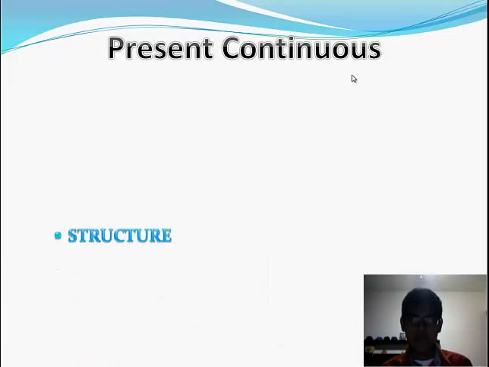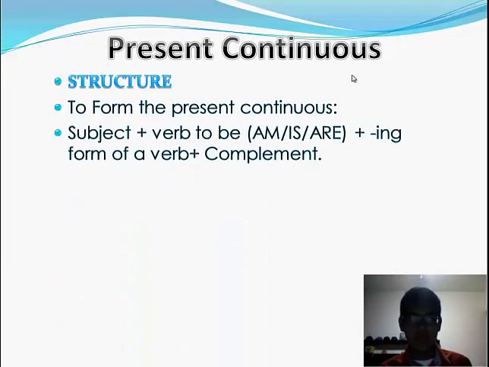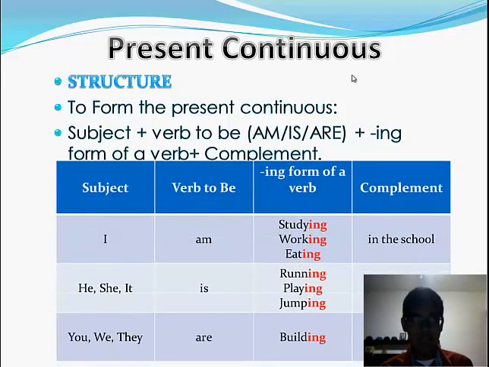First, I'm going to explain about the present continuous. The structure of the present continuous. To form the present continuous, here we have the subject plus the verb to be, am, is, or are for plurals, plus the ing form of a verb, plus the complement. Then this is the table. Subject: I, he, she, it, you, we, they; verb to be; ing form of a verb; and complement.